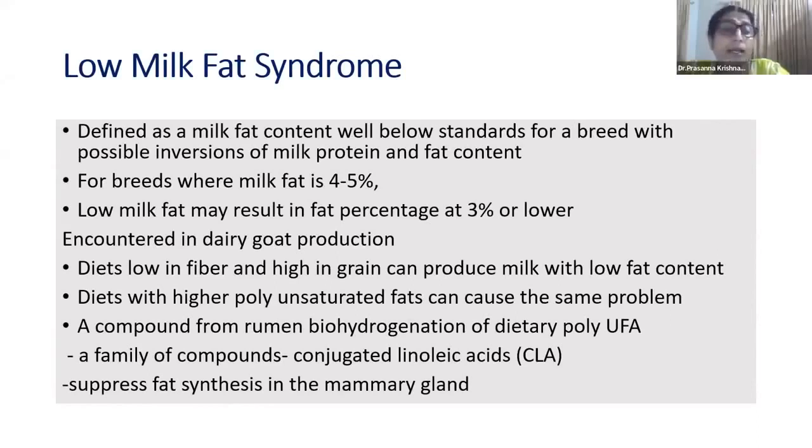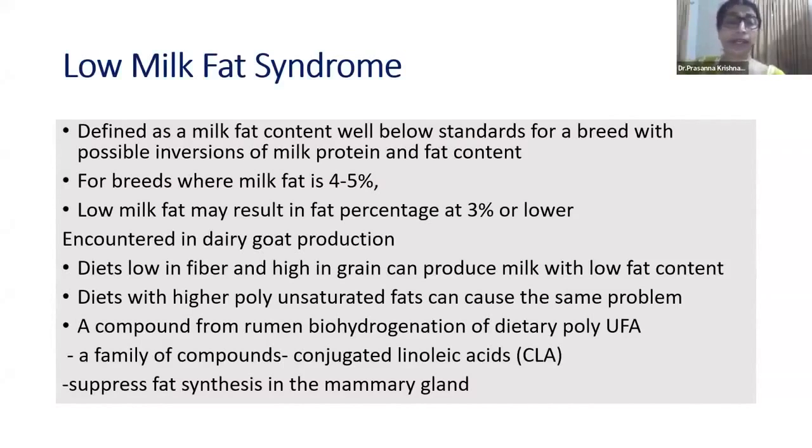Again, that is a problem. And also take care, a diet with higher polyunsaturated fat can also cause the same problem. So the fat content also should be optimum. You should not give high polyunsaturated fatty acids. Some compounds like conjugated linoleic acid are found to be biohydrogenation products of polyunsaturated fatty acids, produced in the rumen. This compound, known as CLA, conjugated linoleic acid, suppresses fat synthesis.